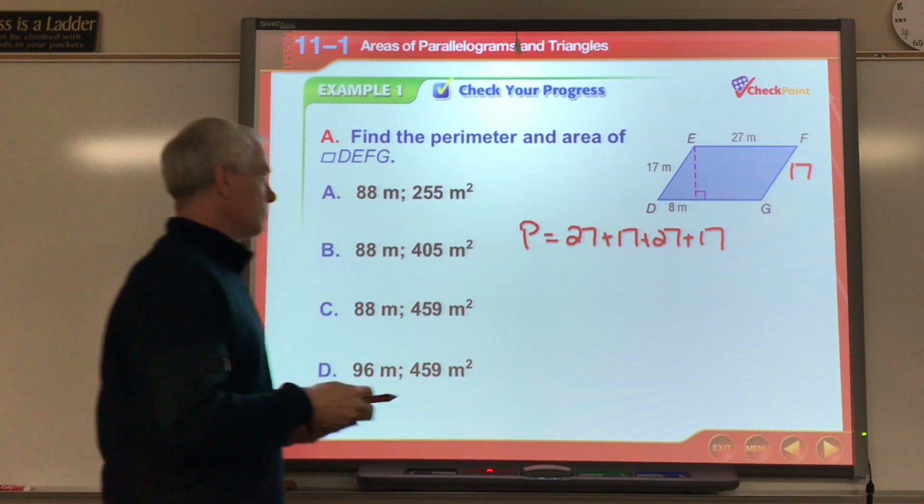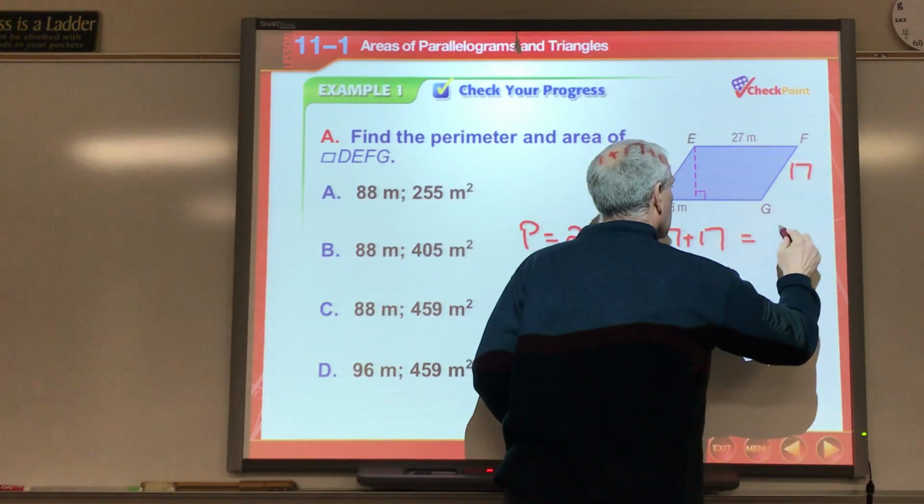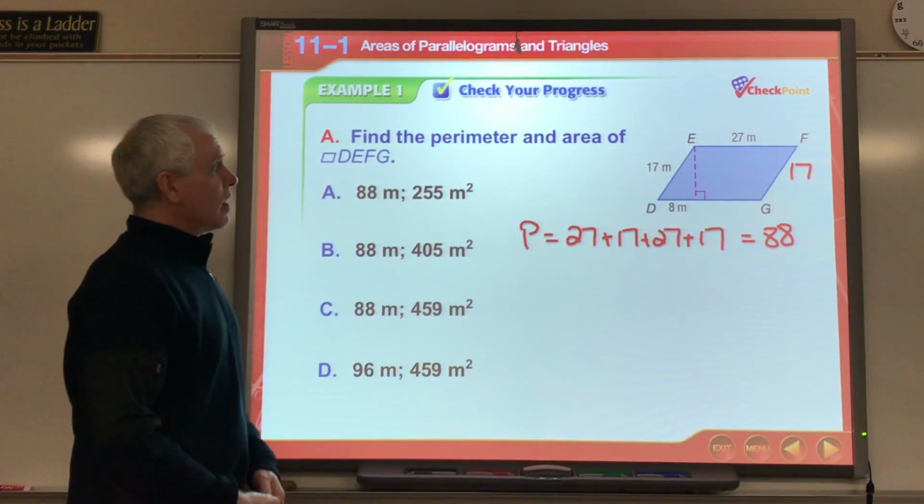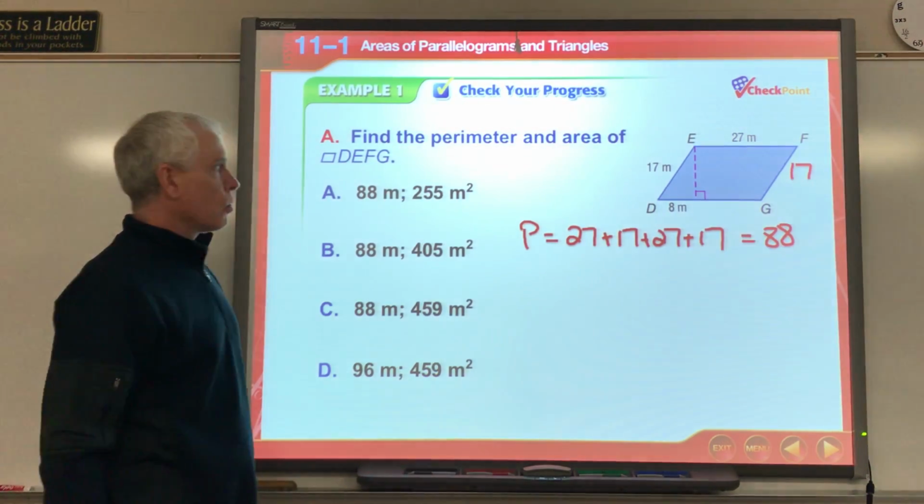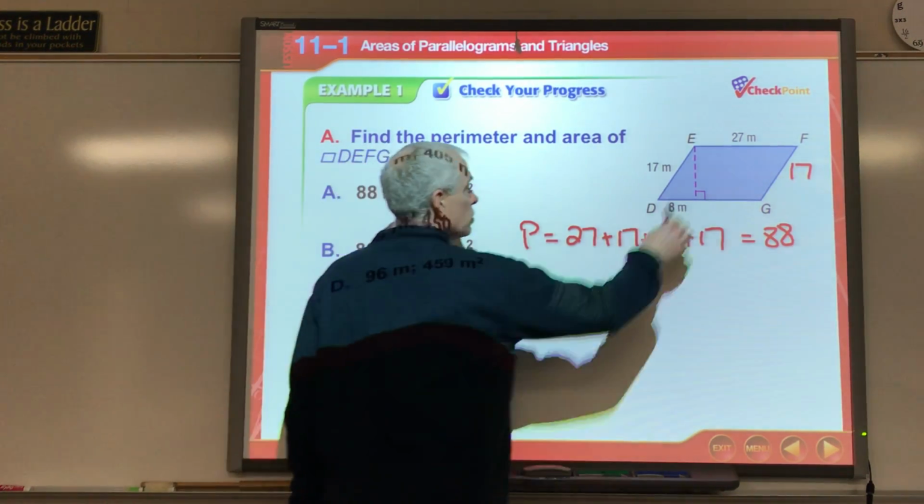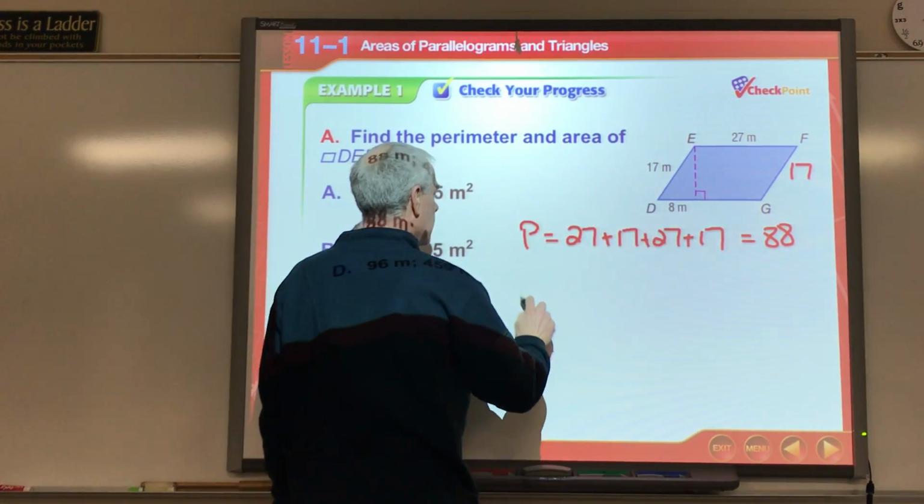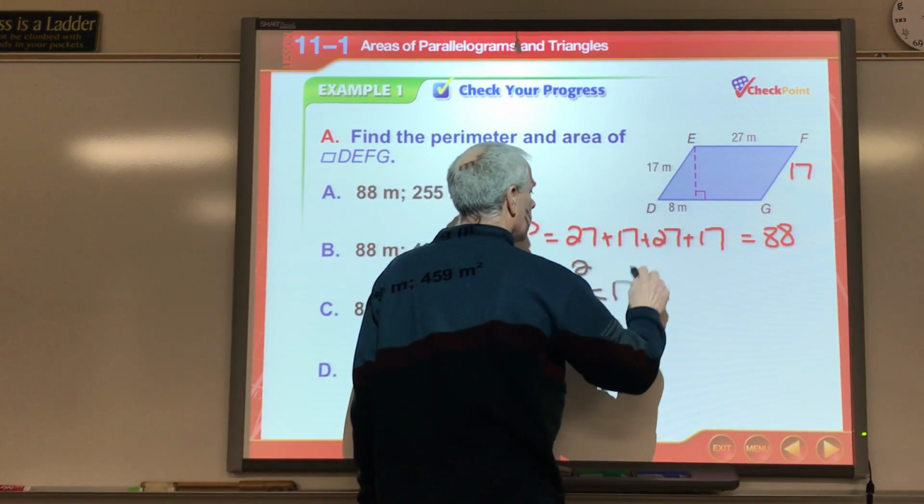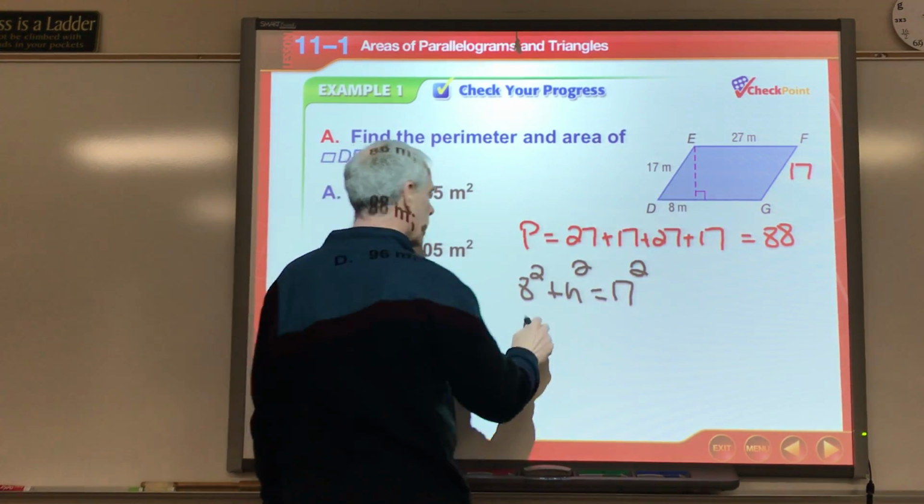I get 88. Not too bad. All right, now, to find the area, I need the base times the height, but I don't know the height yet. Okay, so I'm going to use this right triangle over here, and I'm going to say 8 squared plus the height squared equals 17 squared. And I'm going to try to find the height.